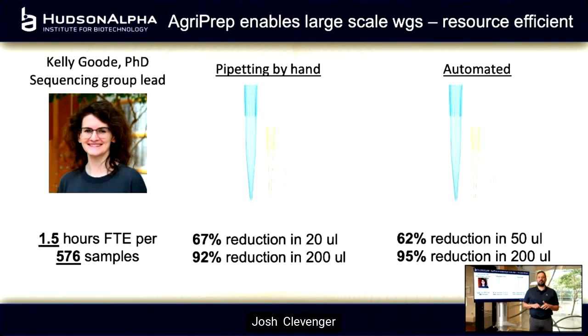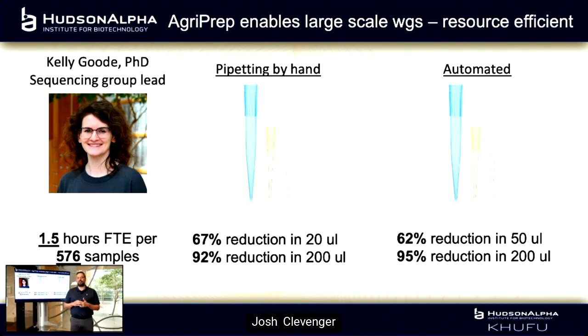So let's dive into this a little more, because I have an incredibly talented sequencing group lead, Kelly Good, who was a PhD from the University of Georgia. And I asked her to do an analysis of how it looks in terms of the different resources that we use for AgriPrep versus other library prep methods. The first thing that stood out to me was when Kelly calculated how much time it took her to prep the samples.